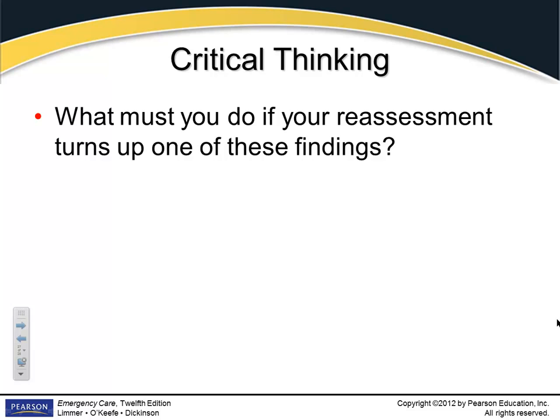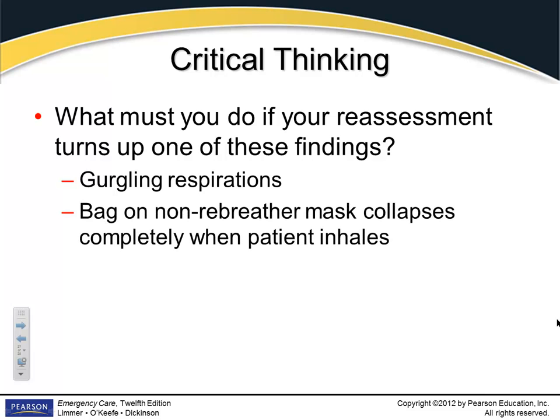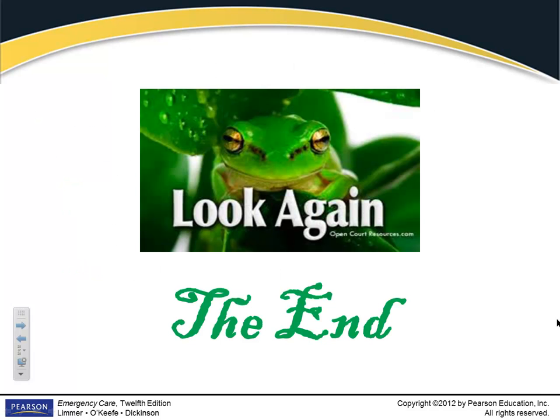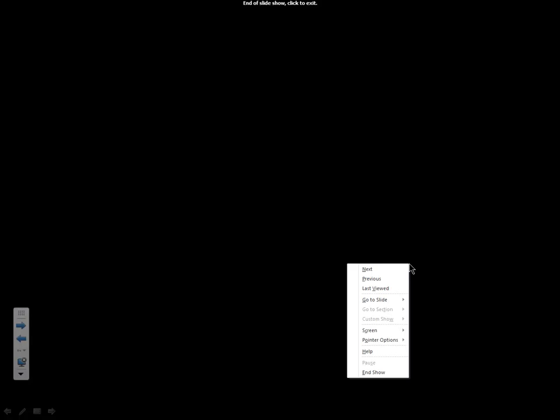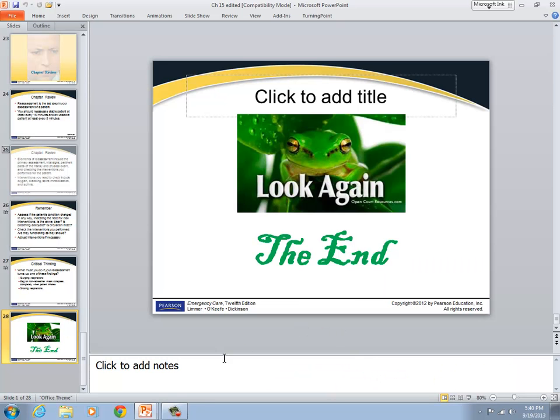What must you do if your reassessment turns up one of these findings? Gurgling respirations, what do you do? If the bag on the non-rebreather mask collapses when he inhales, increase the oxygen flow. What if they have snoring respirations? Open the airway. If they're unconscious, what are you going to do? Put an OPA in, right. See, look again, that reassessment. Not too bad, huh?